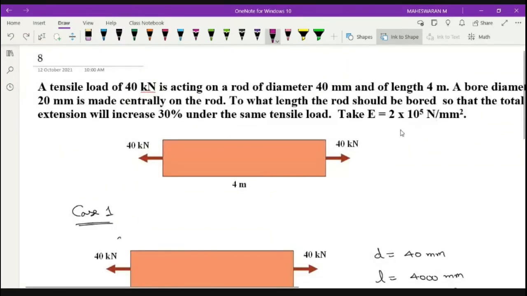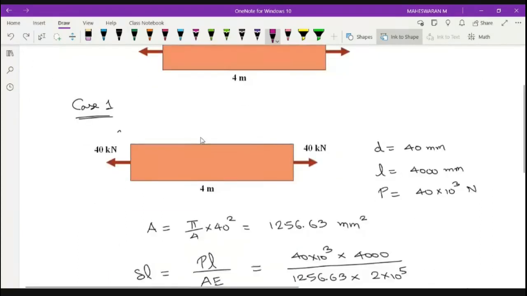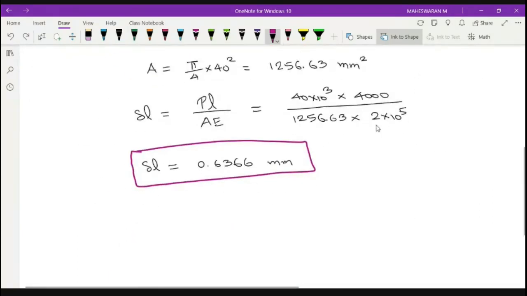Now what they are saying is, if I make a hole for this particular rod, you are getting an extension of 30% increase in your extension. You consider this as something like a GST. So you are getting a T-shirt for 100 rupees. If they put a GST of 30%, how much money will you pay? 130. So how are you identifying that 130?